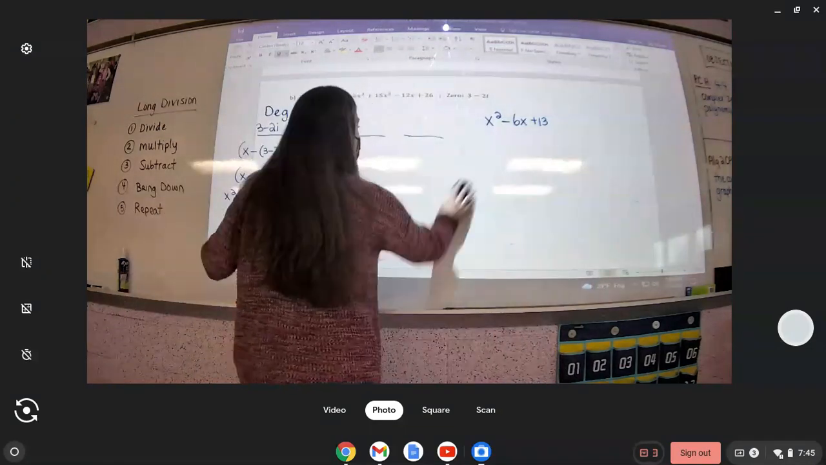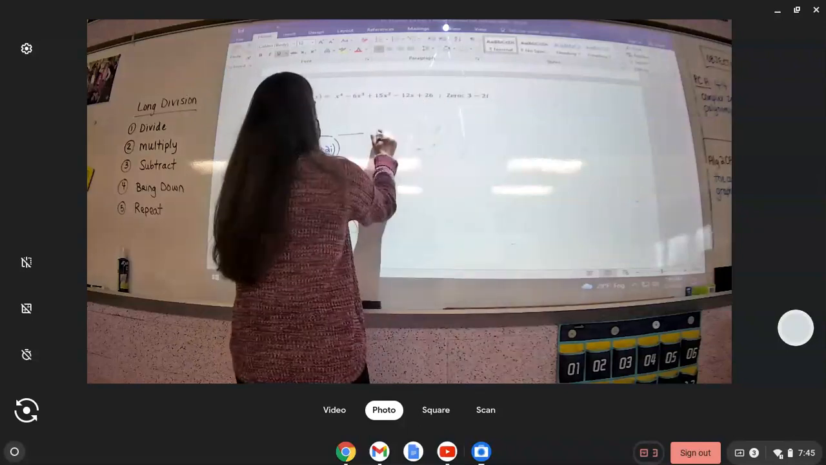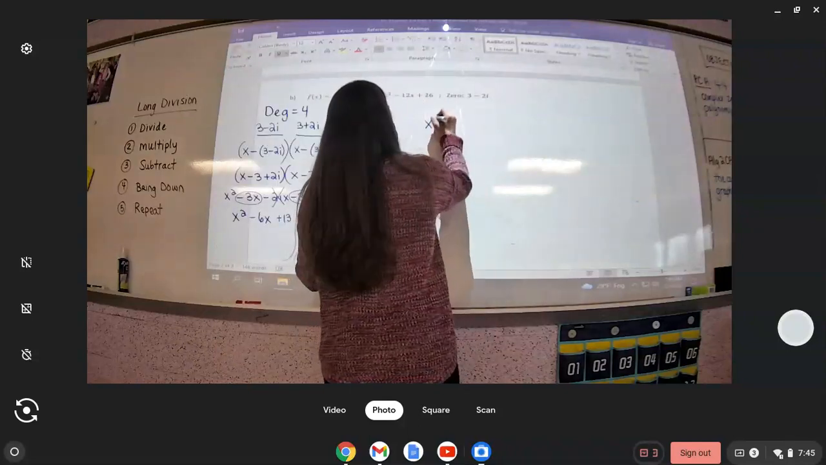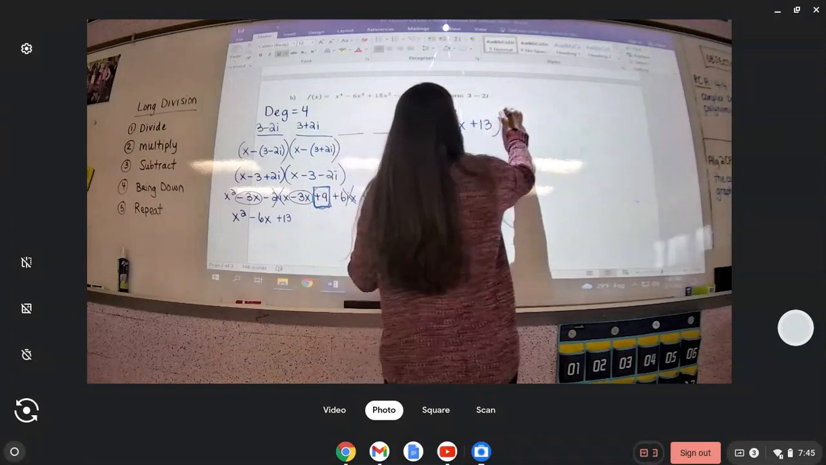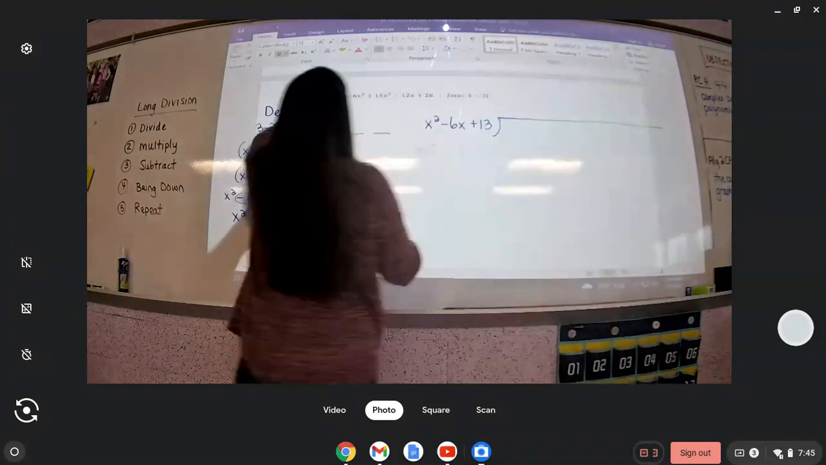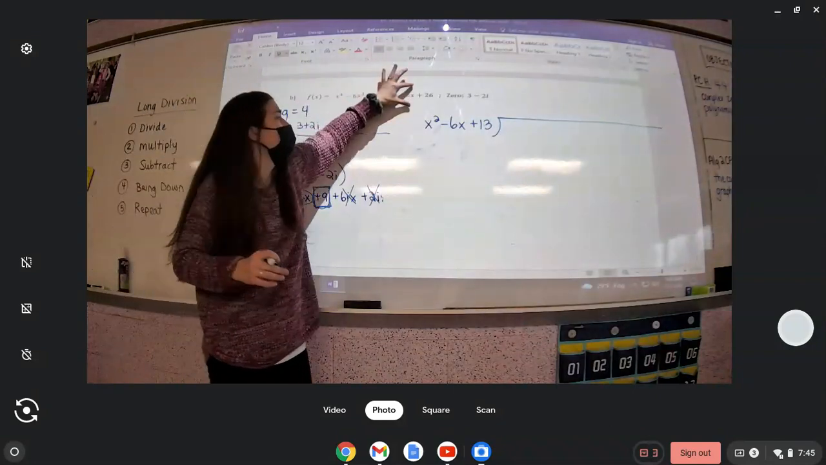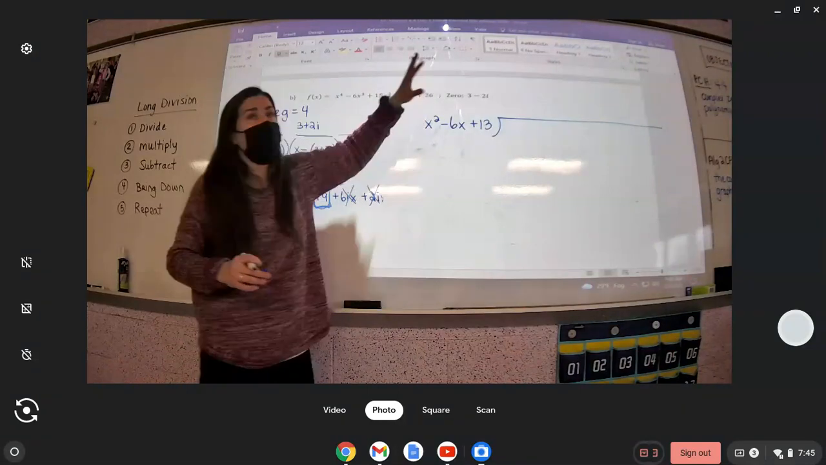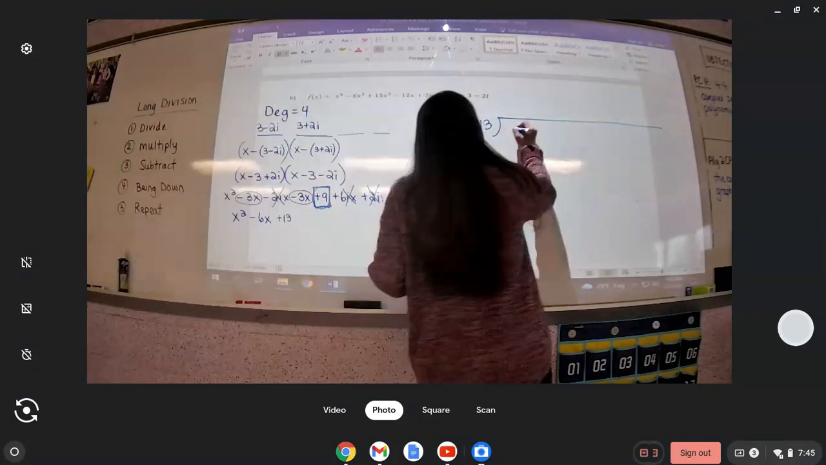Now again, look at the polynomial you are dividing into. X to the fourth, x cubed, x squared, just x, constant, just a number. It's not missing any terms. I don't have to fill any zeros in.